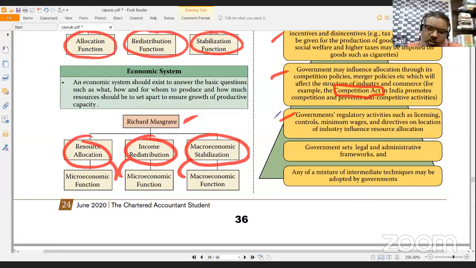And license controls, keeping minimum wages, etc., and directives on the location also will influence the resource allocation. And we see a lot of states within India offer a lot of incentives to the new industrialists if they come and invest in their state, what we are calling ease of doing business and all. That is also government's role only.